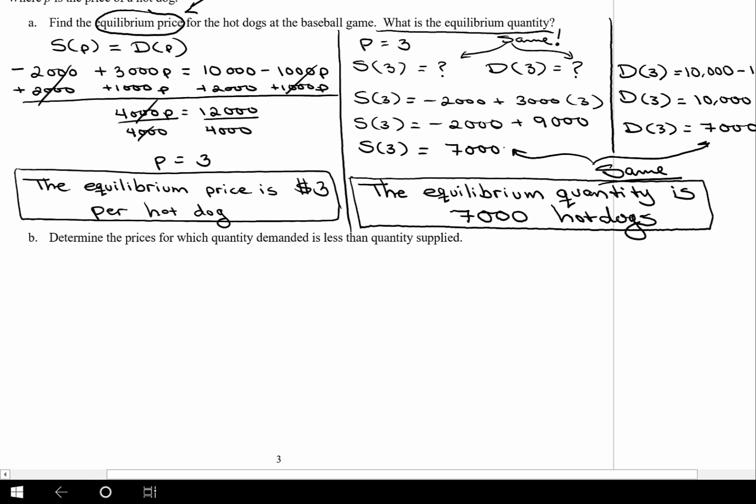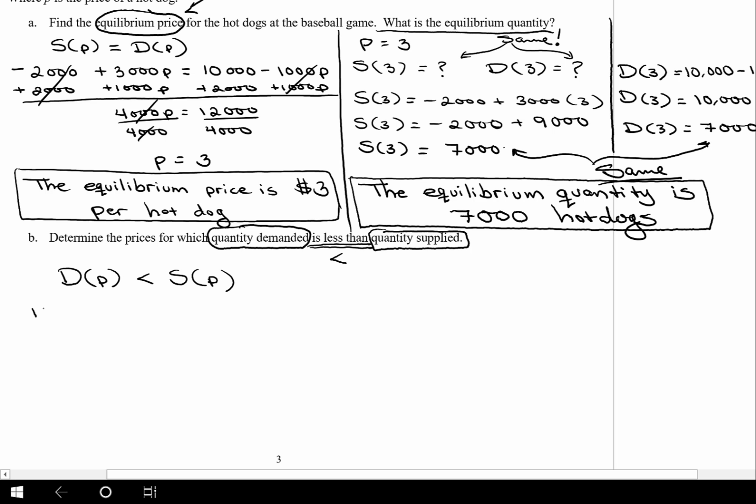So the equilibrium quantity is 7,000 hot dogs. Determine the prices for which quantity demanded is less than quantity supplied. When I see words like less than, quantity demanded is less than quantity supplied, that makes me think of inequalities. So I'm going to go ahead and rewrite this as an inequality. D of P is less than S of P.